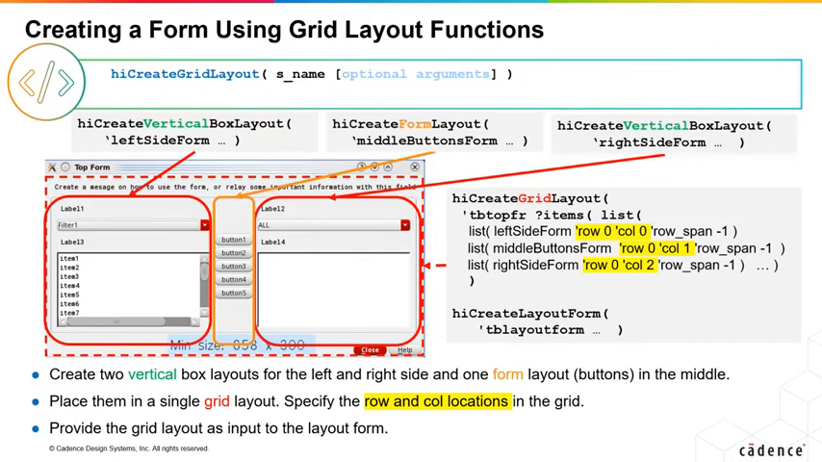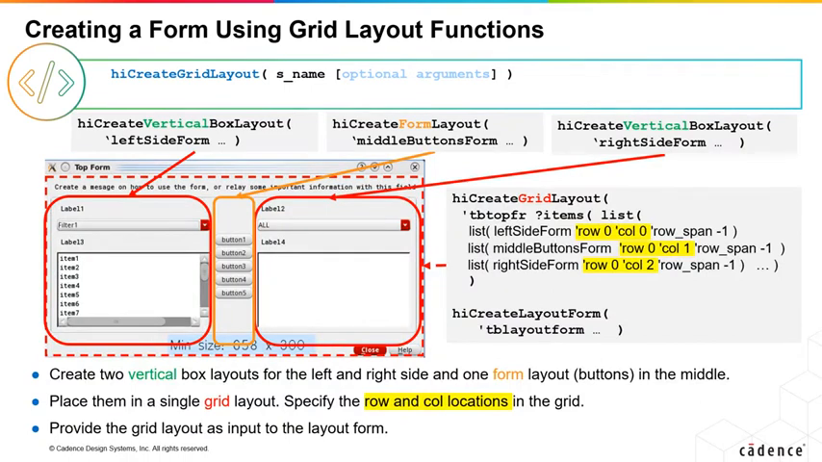Here we're going to look at creating a form using the grid layout functions, and the function we'll look at here is hiCreateGridLayout, and we'll use it in conjunction with some of the functions we've learned about previously, which is hiCreateVerticalBoxLayout, hiCreateFormLayout. And what we'll do then is, you can see in the example form here, we've got 2 vertical box layouts, the green boxes, that have labels and cyclic fields and list fields in them.